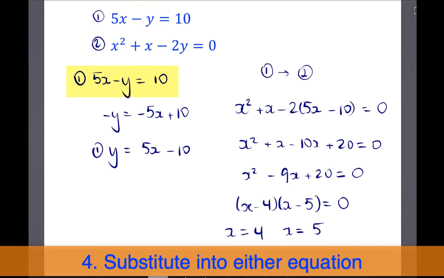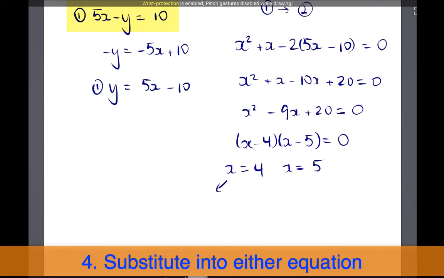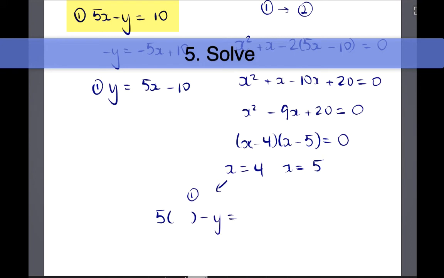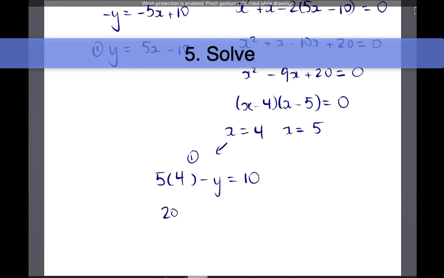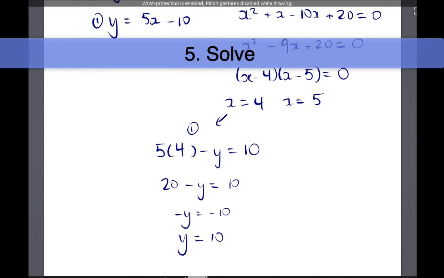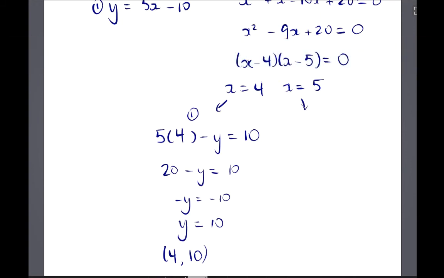So taking my 5x minus y equals 10, I'm going to sub this into equation 1. And so I have 5x minus y equals 10. And notice, instead of the x, I put a set of brackets, and this is where I will sub in a 4. We now have 20 minus y equals 10. Negative y equals negative 10, y equals 10. What that means is when we have x as a 4, y becomes a 10, and that becomes our first solution. Let's go back, and now we have x equals 5.